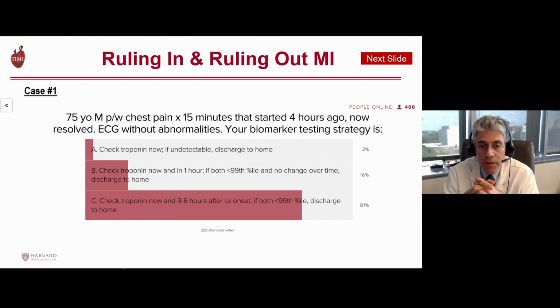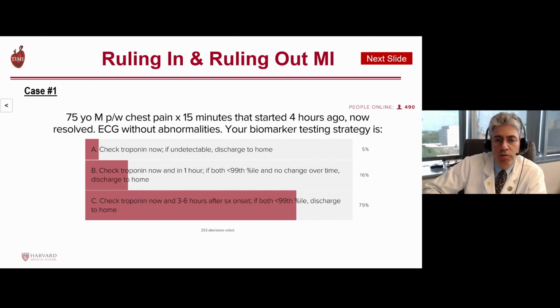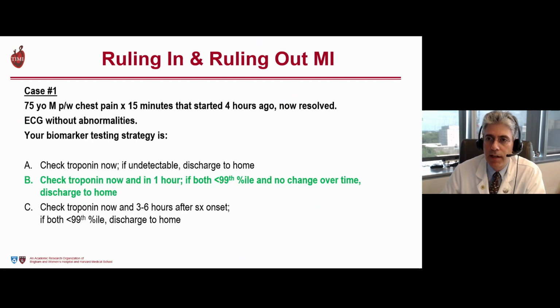Okay, good. So we have a lot of votes in. I'll say that the vast majority are choosing option C, check a troponin now and 3 to 6 hours after symptom onset. Okay, let's go to the next slide, which will show the correct answer. And I am going to do that myself.